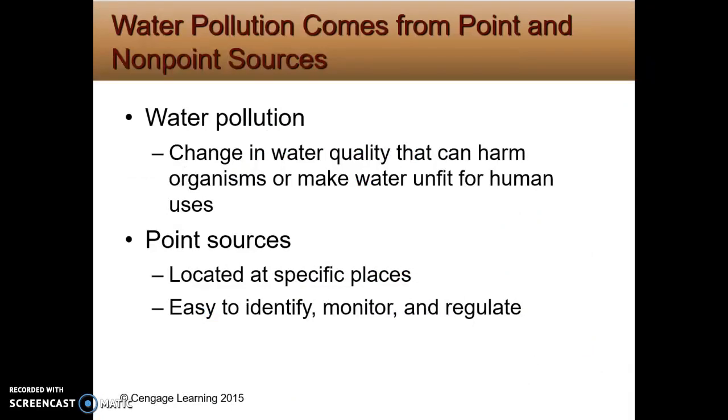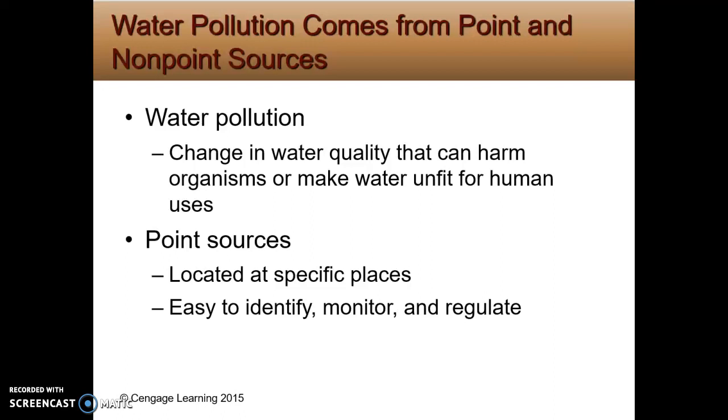So let's get into the nitty-gritty of water pollution. First of all, what makes something a pollutant? Well, it's anything that makes the water unfit for our use. All right, and that could be aesthetically, it could be for consumption, it could just be for something that we want to use the water for.